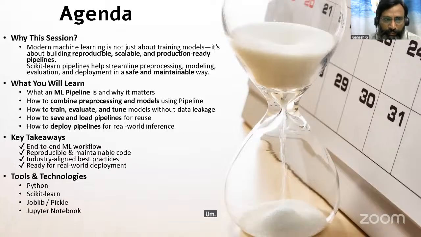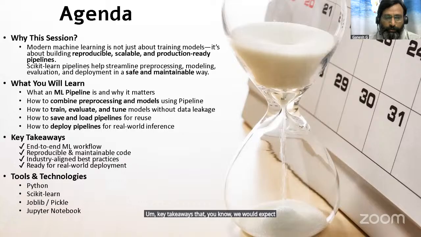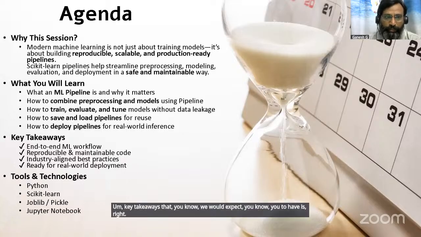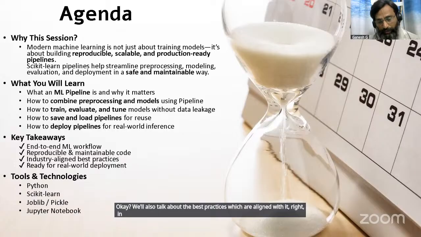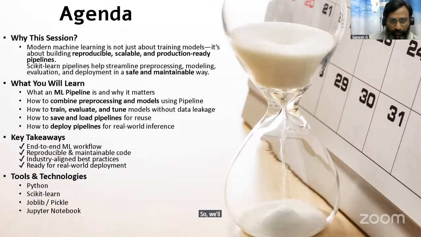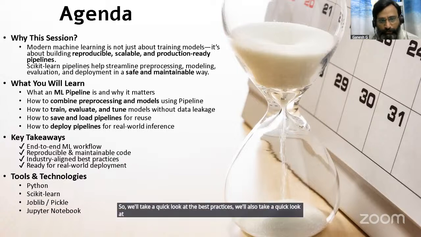The key takeaway we would expect you to have is that you understand what the end-to-end machine learning workflows are. We'll also talk about the best practices aligned with it, in terms of machine learning as well as scikit-learn too. So we'll take a quick look at the best practices. We'll also take a quick look at the NIST framework, which supports the AI risk management framework too. So I will just give you a brief of that.